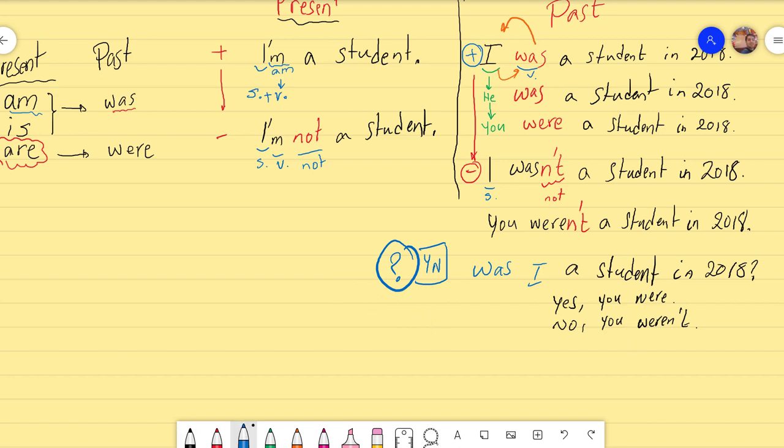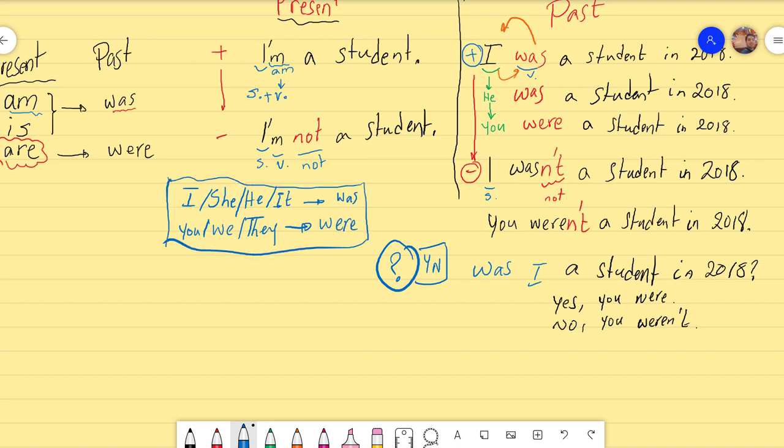So very quickly, with I, she, he, and it, use was. You, we, they, use were in the past form. Okay. So here we have verb, subject. So this was the yes-no question.